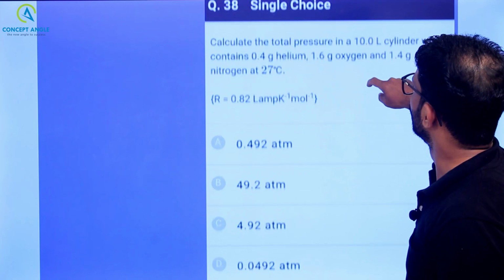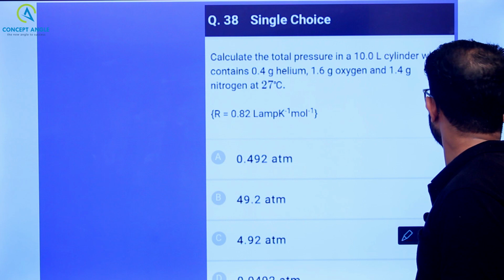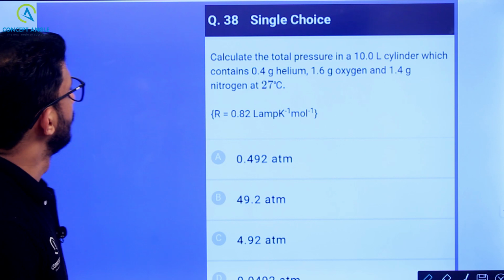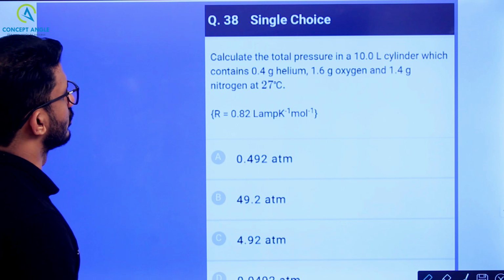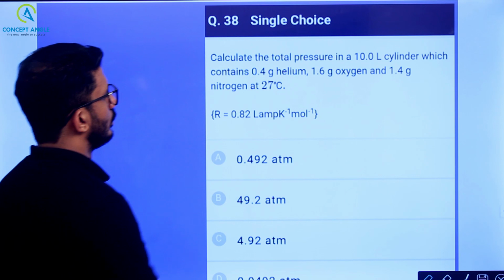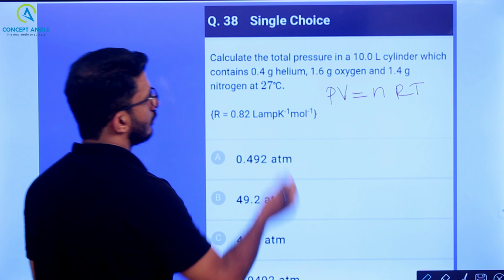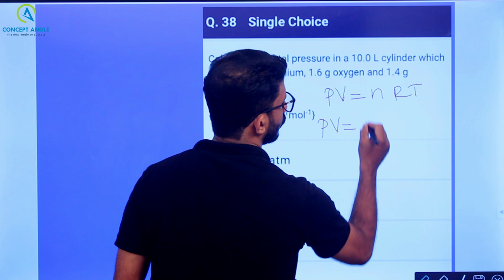Question number 38. Calculate the total pressure in a 10 liter cylinder which contains 0.4 gram of helium, 1.6 gram of oxygen and 1.4 gram of nitrogen. Calculate the total pressure. We know PV is equal to nRT. Here the number of moles is for a mixture of three gases. So PV is equal to n total into RT.